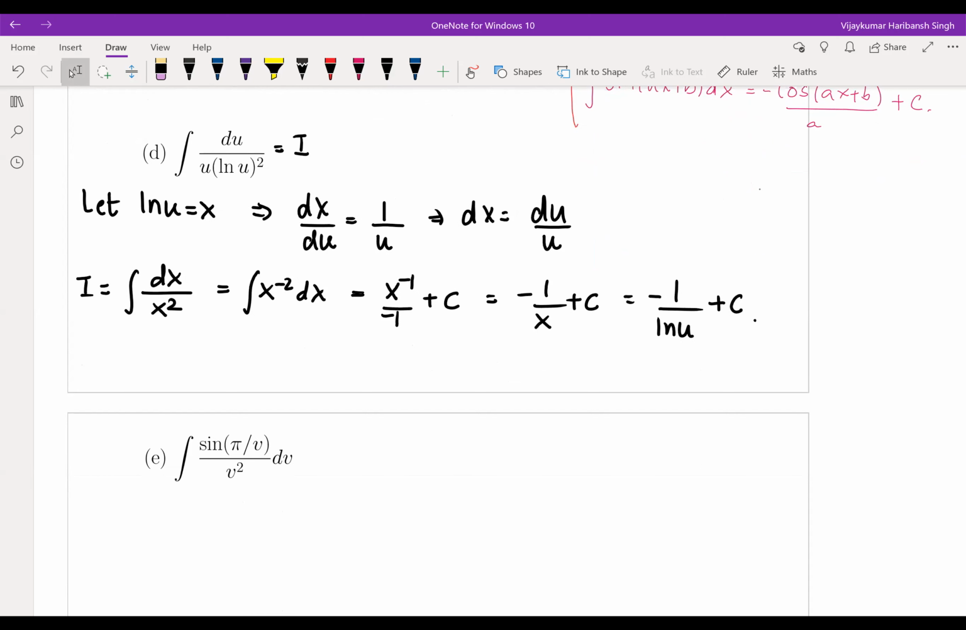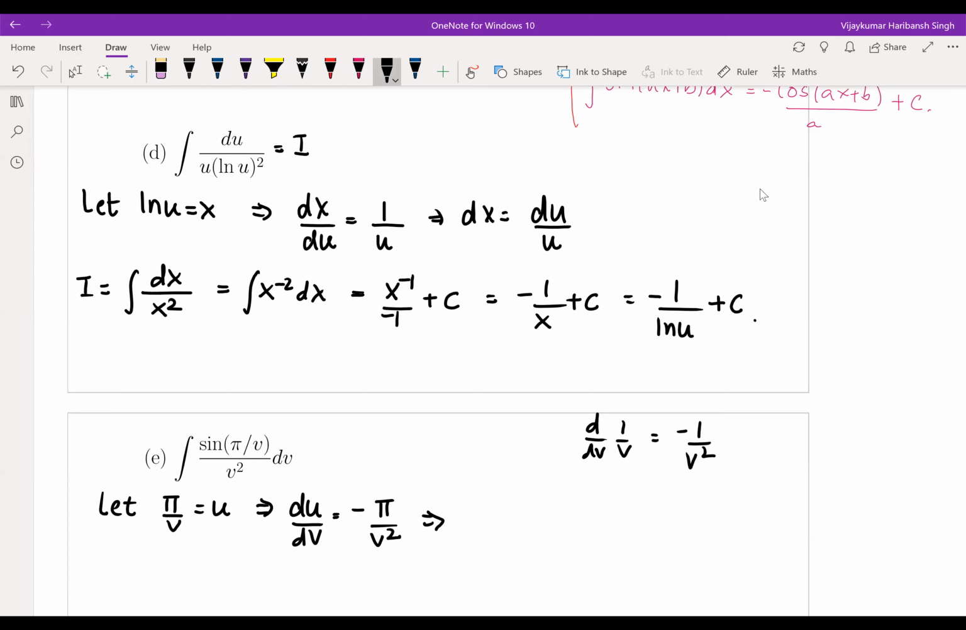In this case, observe that the derivative of 1 by v with respect to v, of course, is minus 1 by v square. And that is there, right? So 1 by v square is here. So what we'll do is let pi by v equal u. So u is the new variable we want to substitute everything into. So we get du by dv equals minus pi by v square.